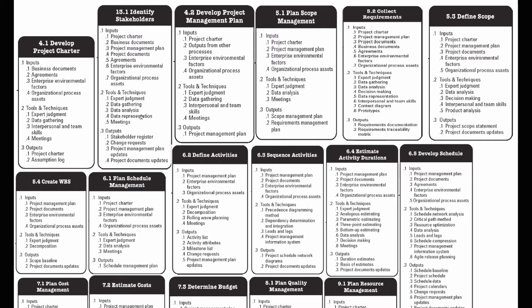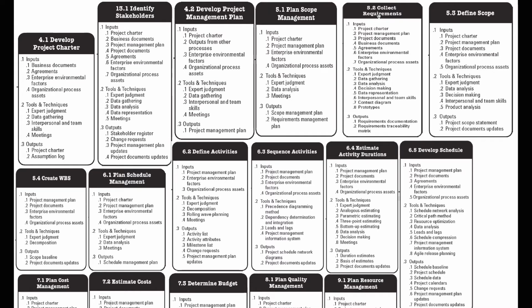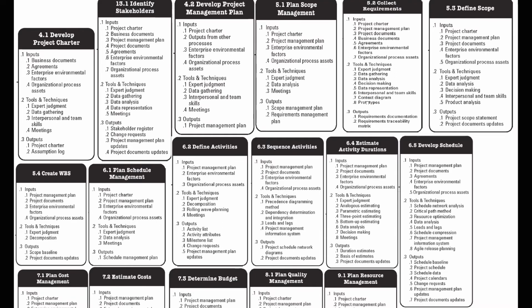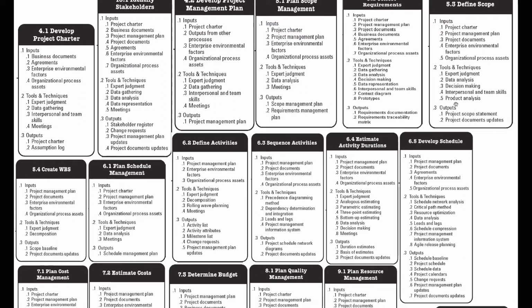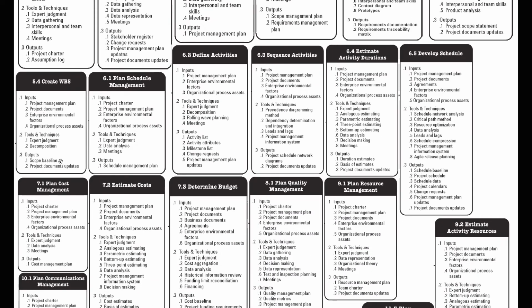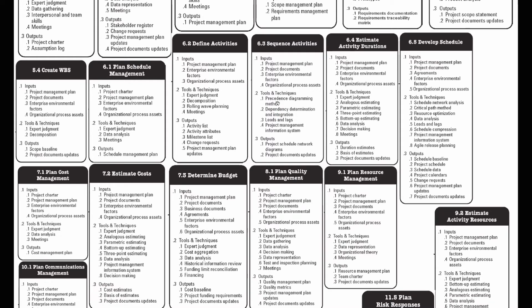Identify stakeholder, data representation. Develop project charter, data gathering. Plan scope, there is no unique, just data analysis. If you come to collect requirements, we have so many: context diagram, prototypes, data representation, which is affinity diagram, mind mapping. If you come to define scope, you need to have product analysis. Product analysis is only here in define scope. When it comes to create WBS, we have decomposition. Then when it comes to define activities, we have decomposition and rolling wave planning. When it comes to sequence activities, we have precedence diagramming method, leads and lags, and dependency determination.